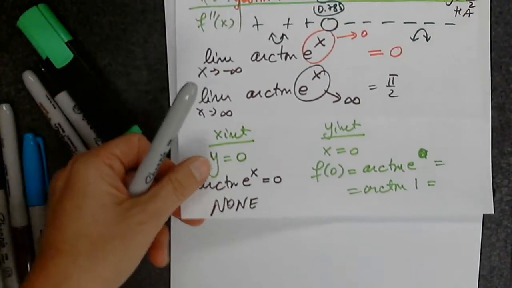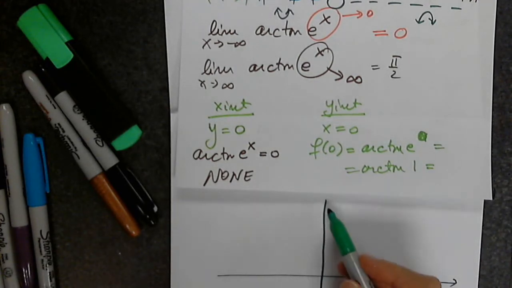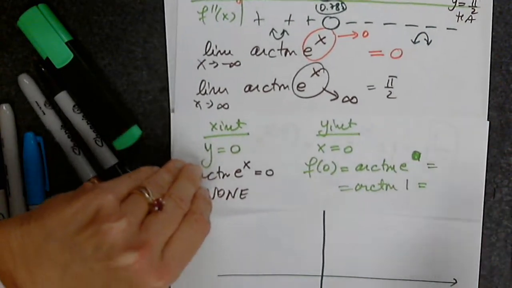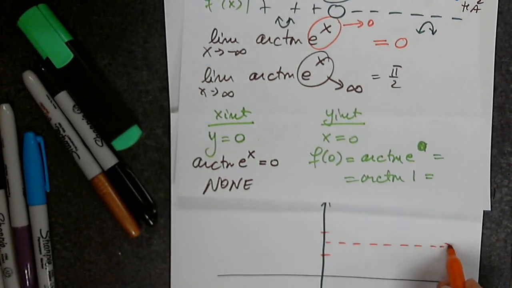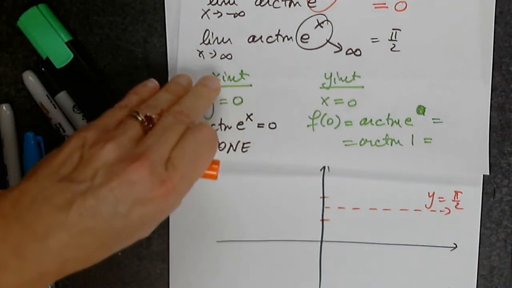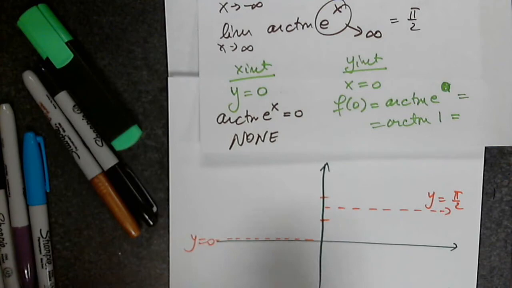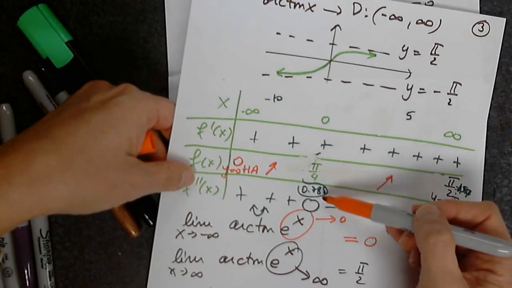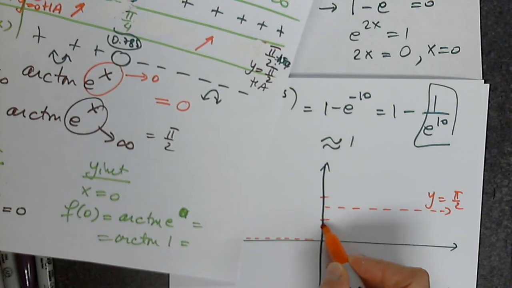So now I'm ready to graph. I have to show two asymptotes. I have to show the asymptote to the right-hand side. So if this is 1, I'm going to have to show this: y equals pi over 2. Then I have to show, this is an overkill, there is no need, but I have to show y equals 0 to the left-hand side. I have to show 0, 0.785. If this is 1, 0.785, I'm going to say is this point.